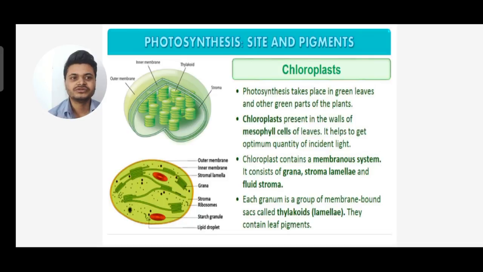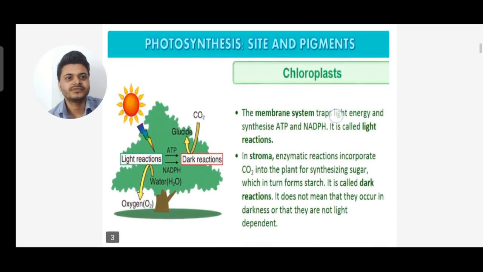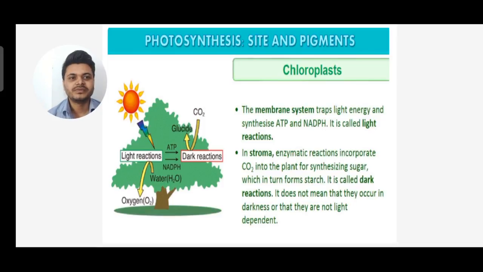So the chloroplast also contains a membranous system. It consists of stroma lamellae, grana and fluid stroma. Each granum is a group of membranous thylakoid stacks, called thylakoids or lamellae. They contain the leaf pigments. So numerous stacks of thylakoids form grana.